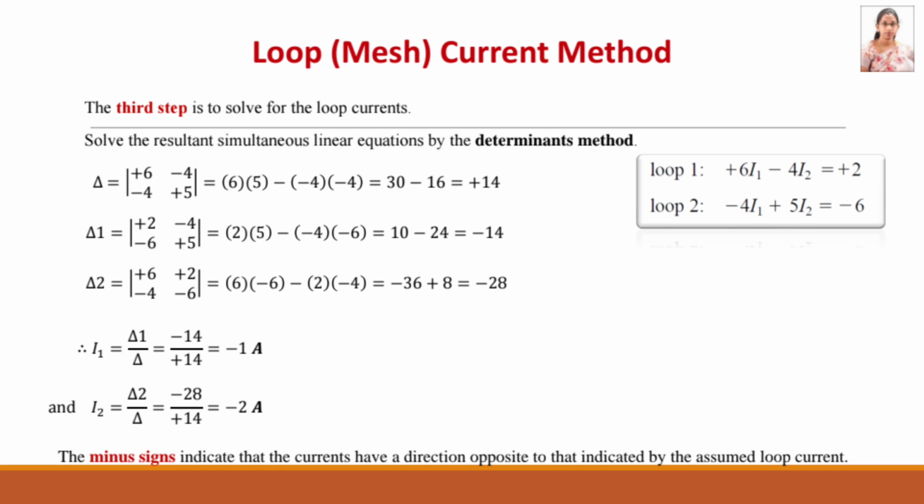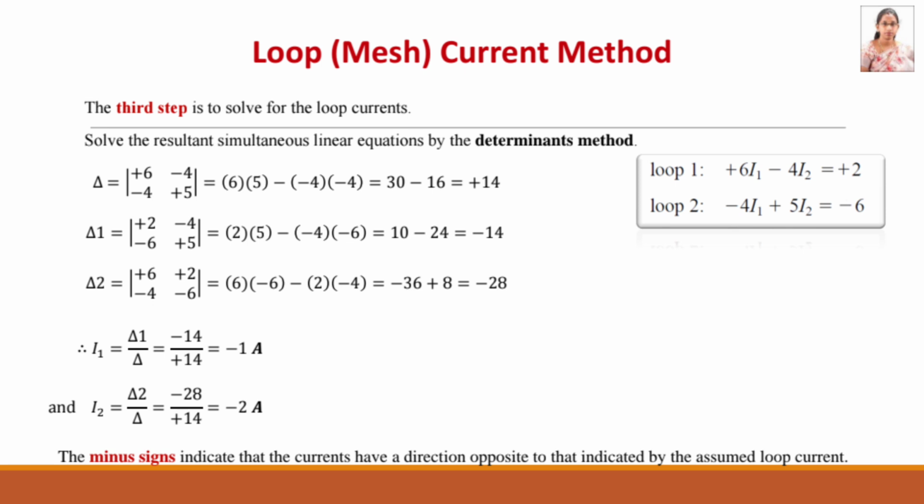The formula using the determinant method is Cramer's rule. I1 equals del 1 by del, that is minus 14 by 14 equals minus 1 amp, and I2 equals del 2 by del, that is minus 28 by 14, equal to minus 2 amps. The minus sign here indicates that the actual current direction is opposite to the assumed direction.